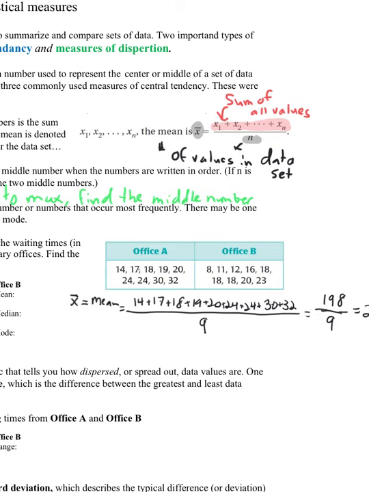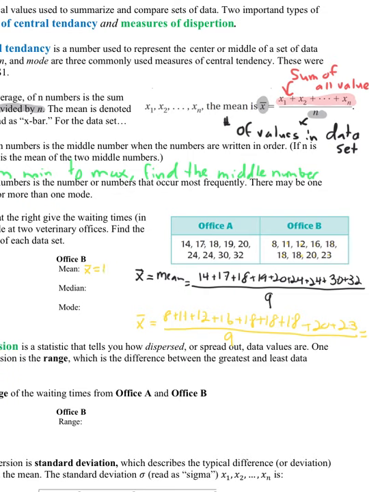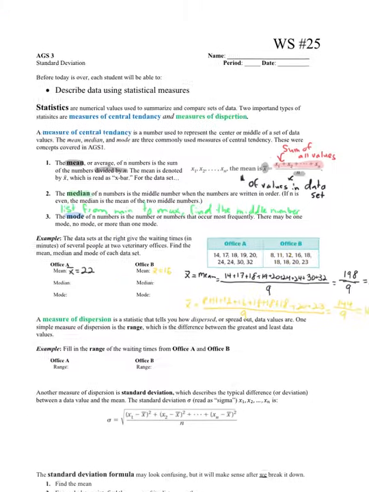Now Office B, find their mean. They should have 9 points as well: 8, 11, 12, 16, 18, 18, 18, 20, and 23. And we'll make sure there's 9: 1, 2, 3, 4, 5, 6, 7, 8, 9. Perfect. And then for this one, we end up getting 144 divided by 9, and that comes out to 16. So our mean for Office B, the mean wait time, is 16 minutes. A little better than what we had for the wait time for Office A.